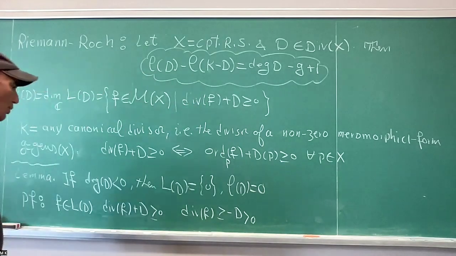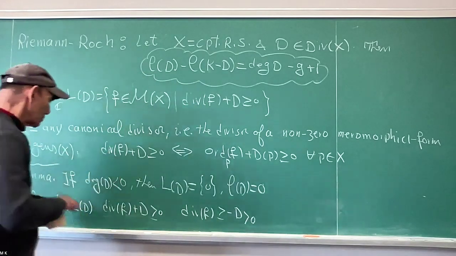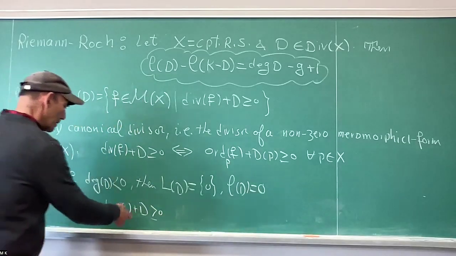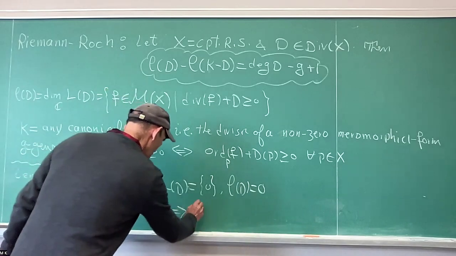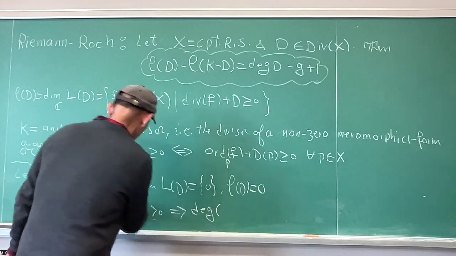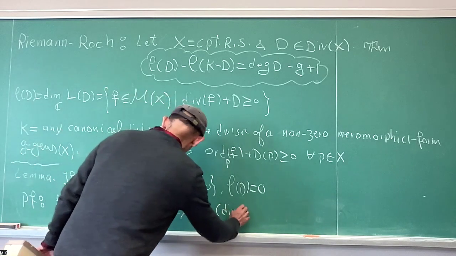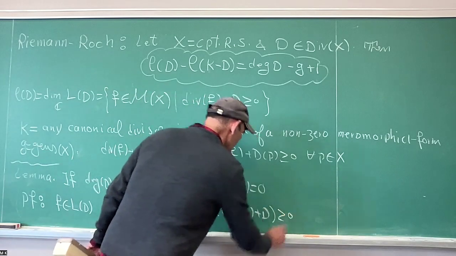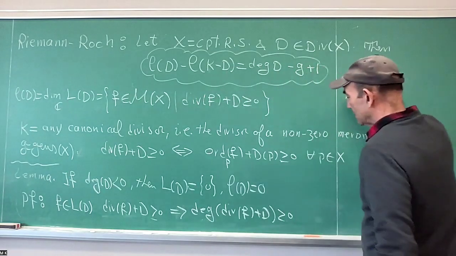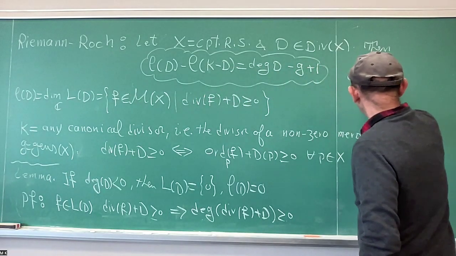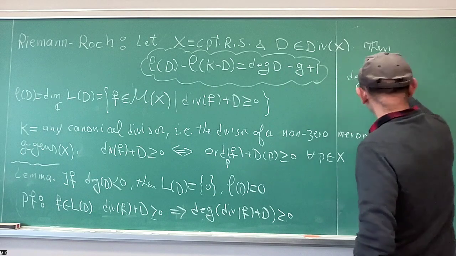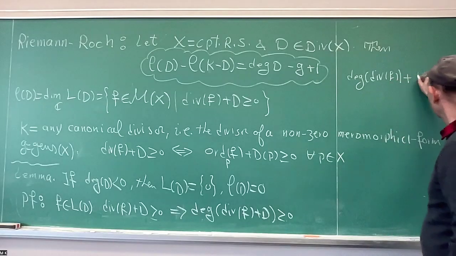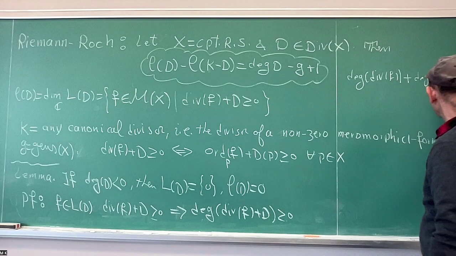Okay, so that's okay. Now what we do is the following. I just apply a degree to this: degree of divisor of f plus D is bigger than or equal to 0. So then we get that degree of divisor of f plus degree of D is bigger than or equal to 0.